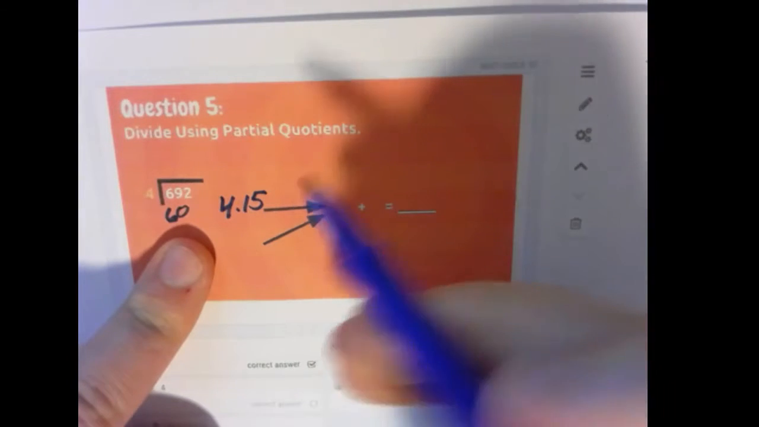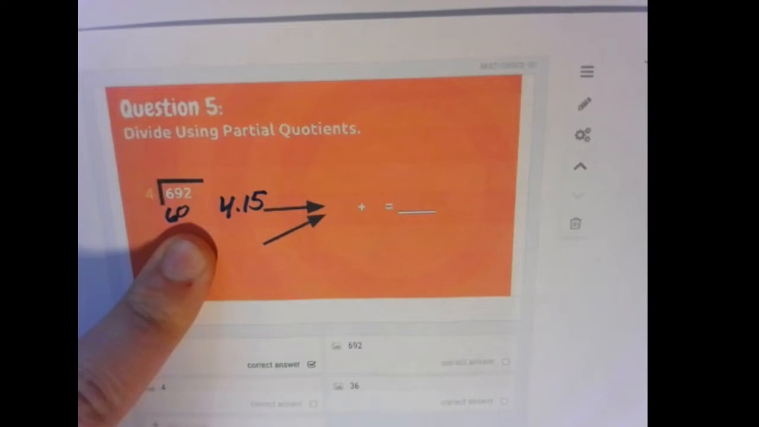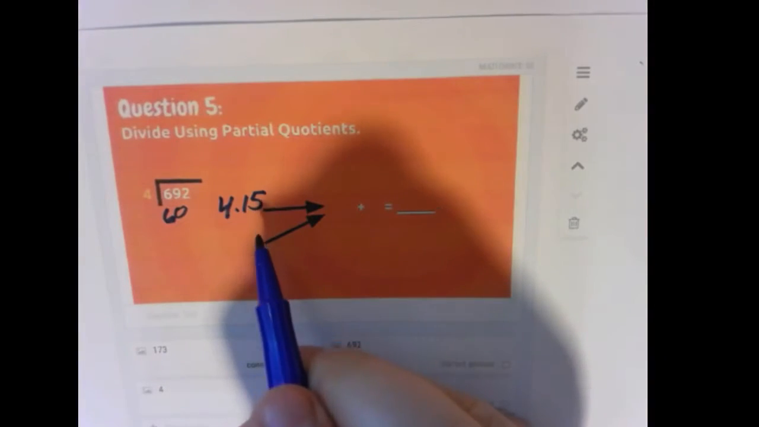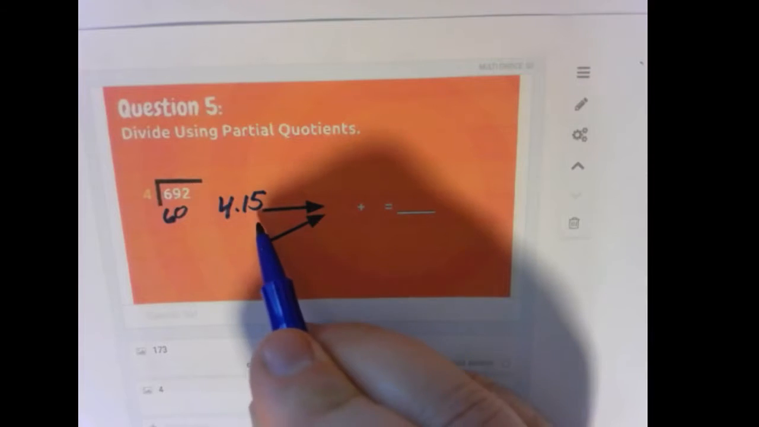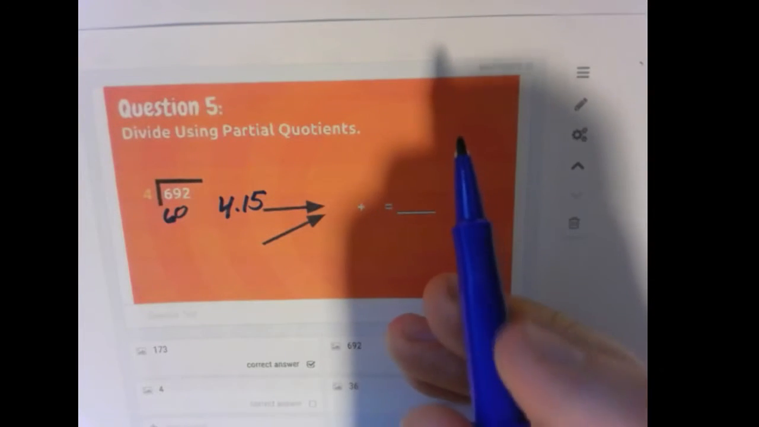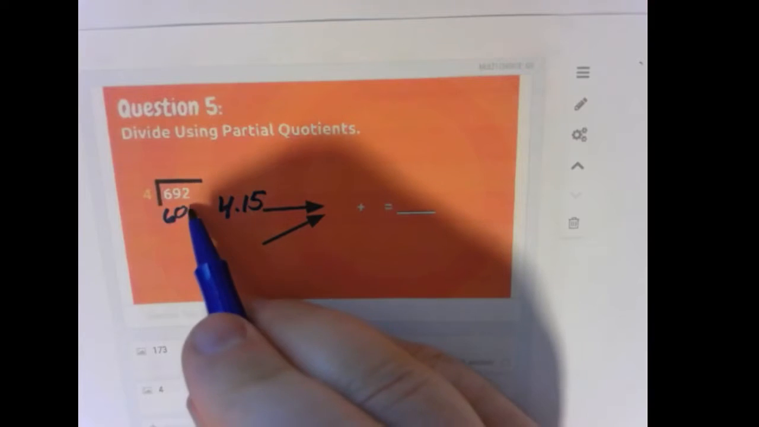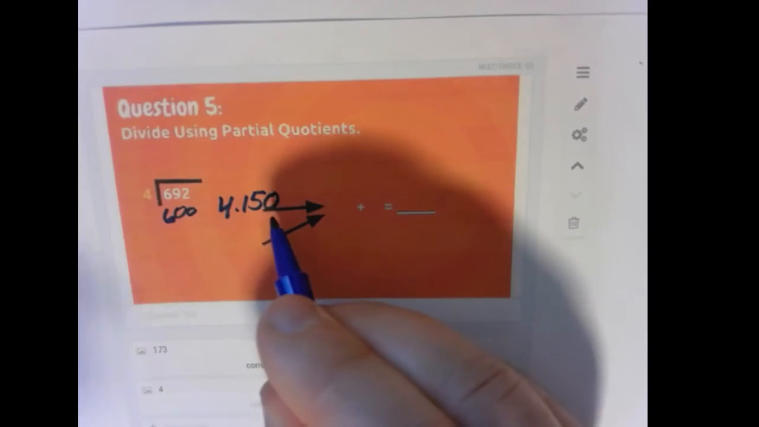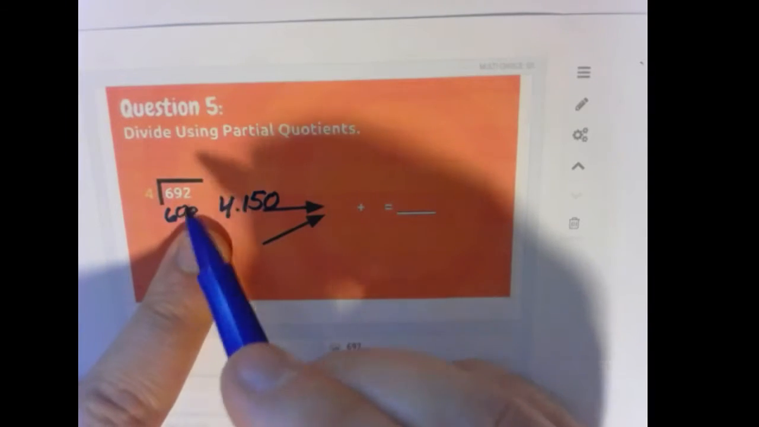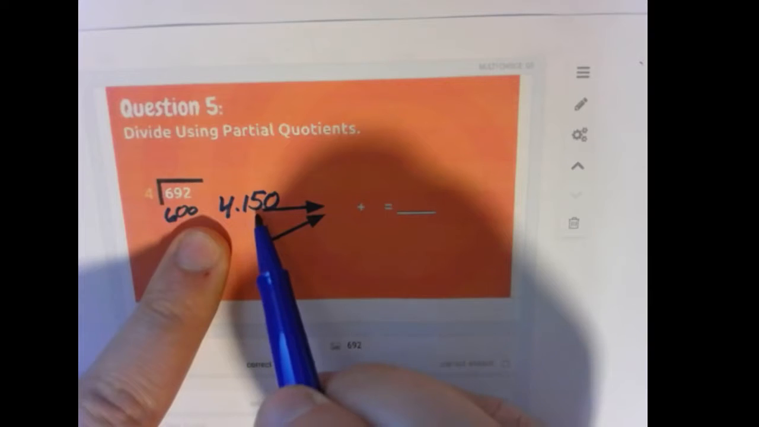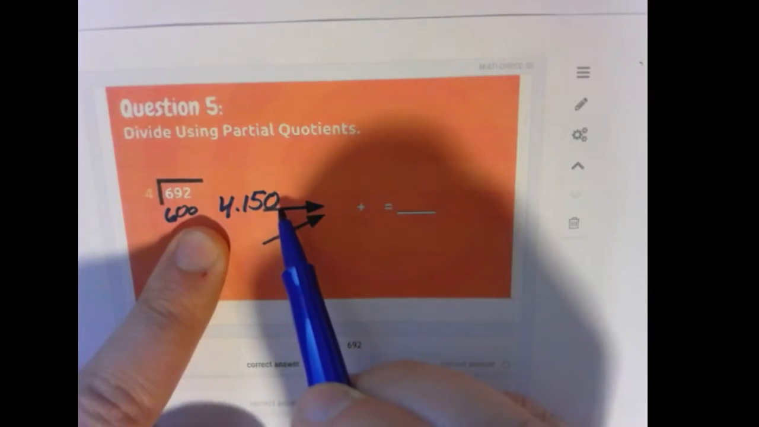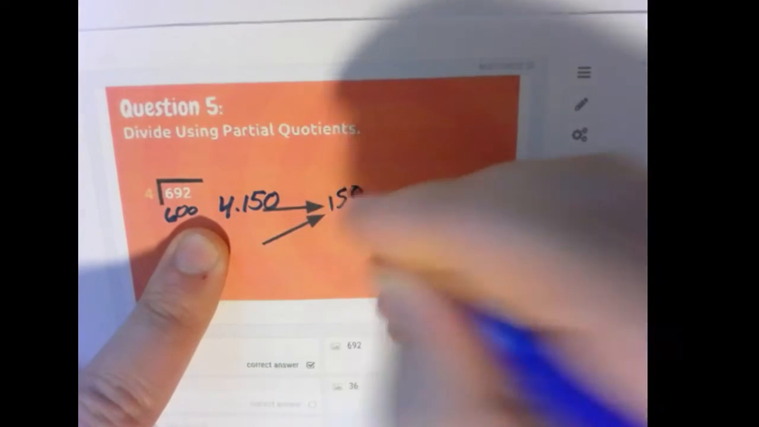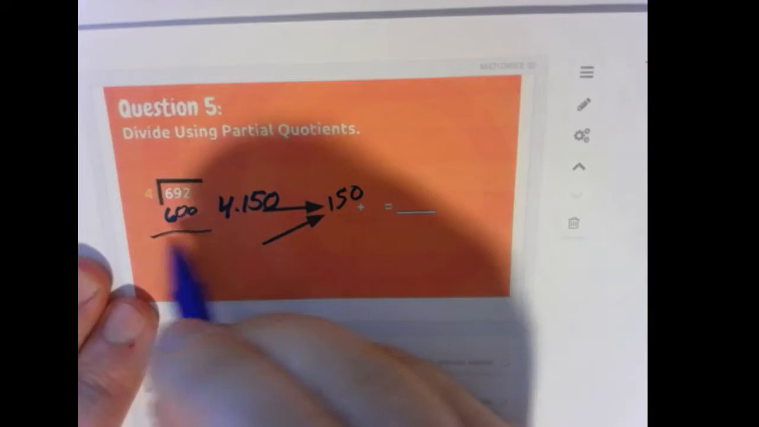Okay, but really, what are we looking at there? 4 times 15 is 60. Really, we're subtracting 600 from 692. So that's going to be the extra 0 that I was missing, right? Because we're trying to do 4 times 15 to make 60. Really, it's 4 times 150 to make 600. So we're going to put 150 here, and we're going to keep going. What is the difference? That's now 92.